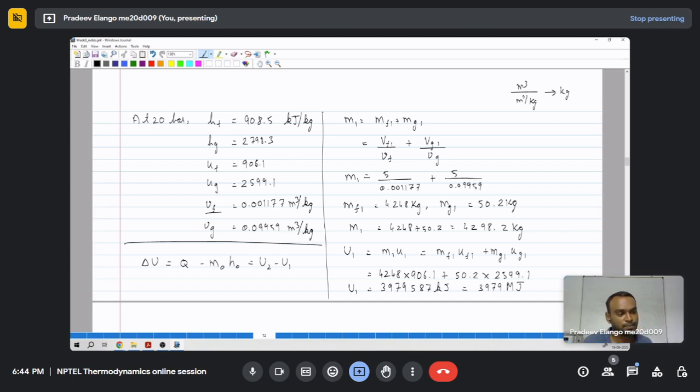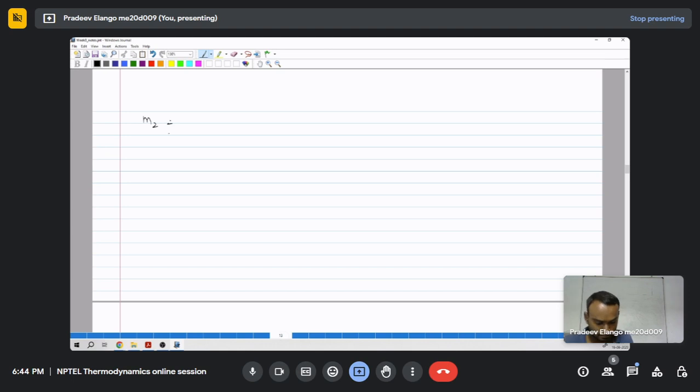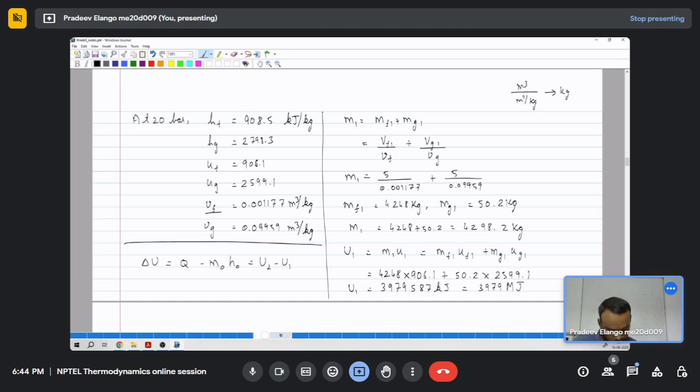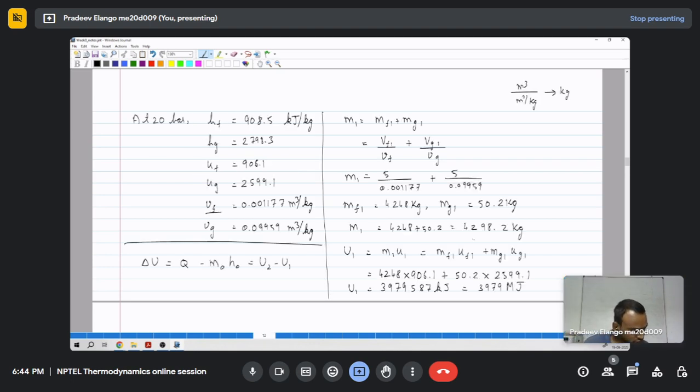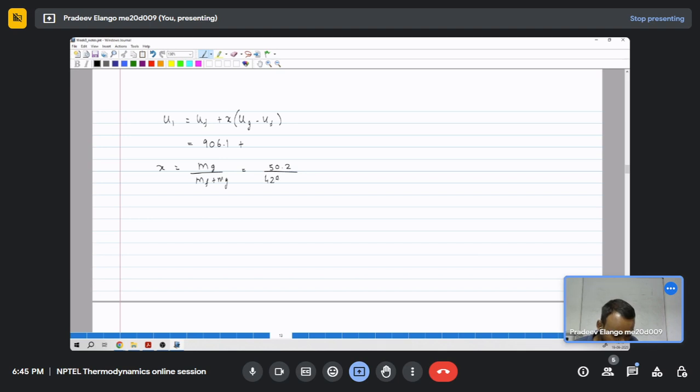Yeah, okay. But in the solution, they have calculated the dryness fraction, and they have used the formula U1 is equal to Uf plus x times (Ug minus Uf). I think this should also give the same answer. Okay, let's see. Uf is 906.1 plus dryness fraction. The dryness fraction is M steam by total M, that is Mg by Mf plus Mg, 50.2 divided by the total mass 4298.2. So this is 0.01168. Now this is at state 1.